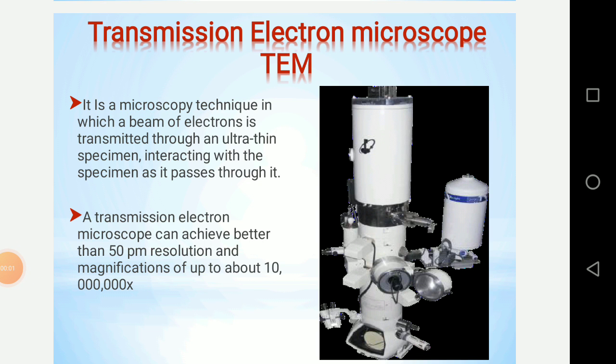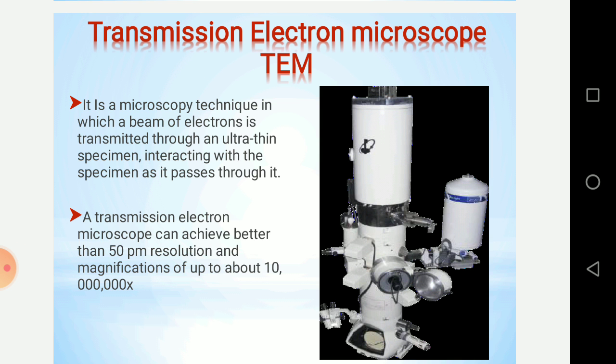In the previous lecture, we saw the introduction to the electron microscope, and we saw two types of electron microscope, that is the transmission electron microscope and the scanning electron microscope. So in this lecture, we will study in detail the transmission electron microscope and the other type, that is the scanning electron microscope.